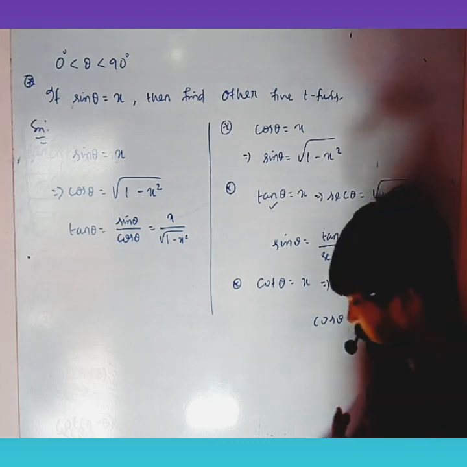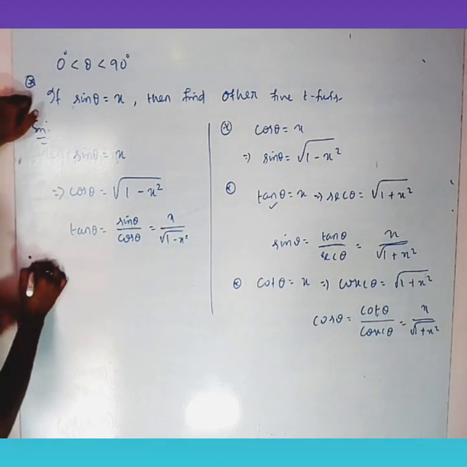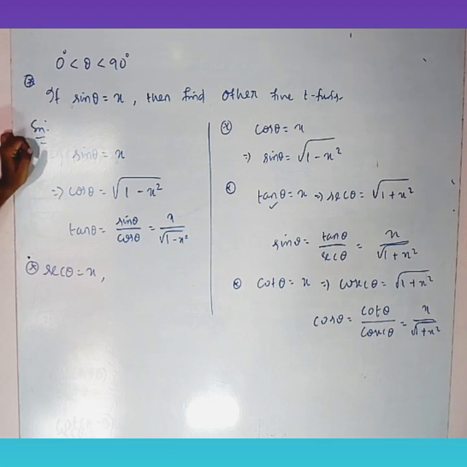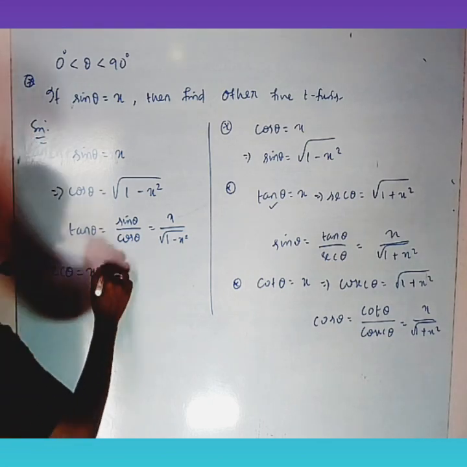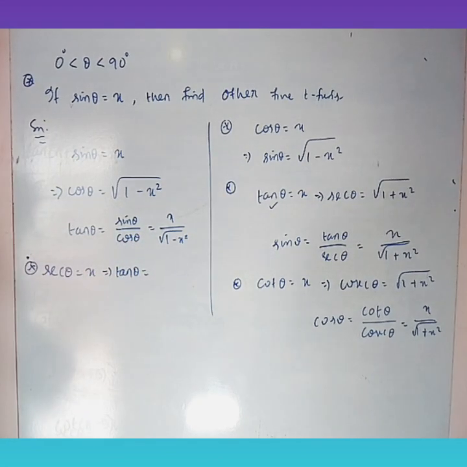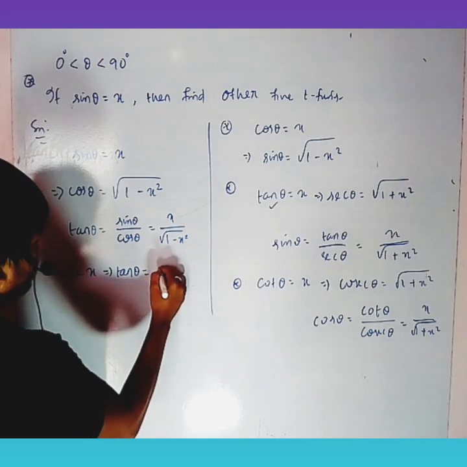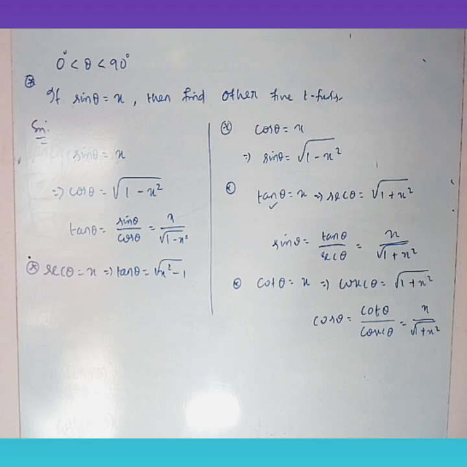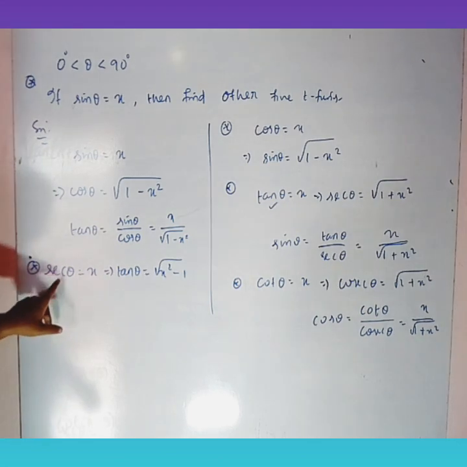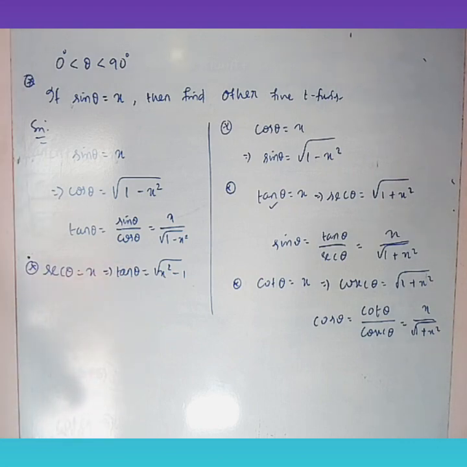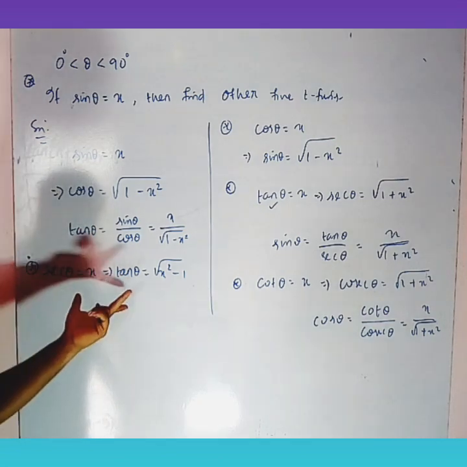Similarly, if sec theta is given, we have to find the other 5. So if sec theta is given, immediately we can find tan theta, because sec and tan theta are related in the trigonometric identity. That is tan theta equal to square root of sec square theta minus 1, that is square root of x square minus 1. If sec theta is given, we can find cos theta. If tan theta is given, we can find cot theta. We need sin theta and cosec theta. We know that sin theta equal to tan theta by sec theta, so we can immediately find this.